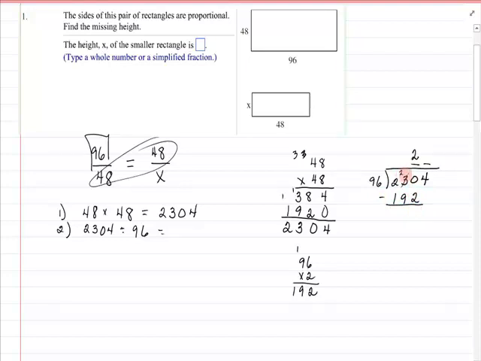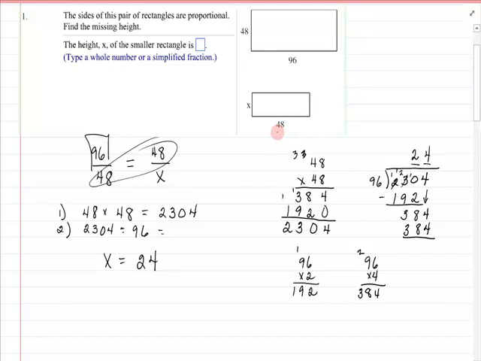Subtract, borrow. That gives me 8. Borrow again. 9 from 12 is 3. And bring down the 4. It should go in there about 4 times. Let's see, 96 times 4. That's 24. Carry the 2. That's 36. 38, and that's exactly right. It did go in there a whole number of times. So x is 24.